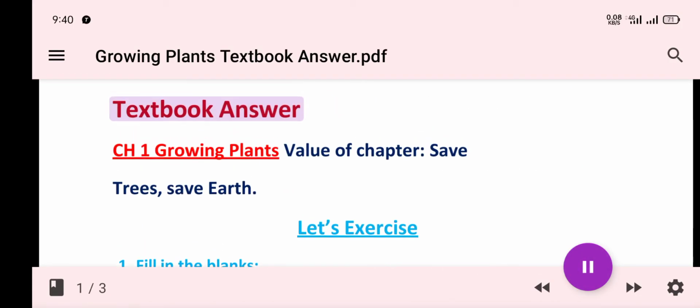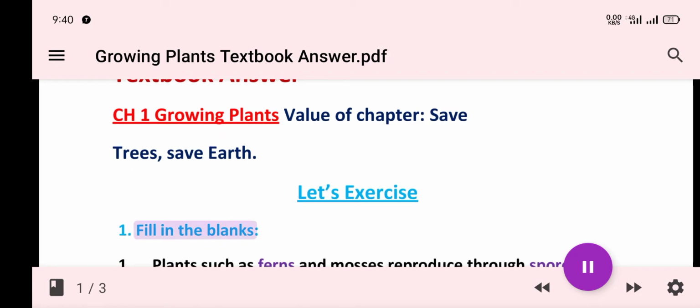Textbook answers. Chapter 1: Growing plants. Save trees, save earth. Let's exercise. 1. Fill in the blanks.